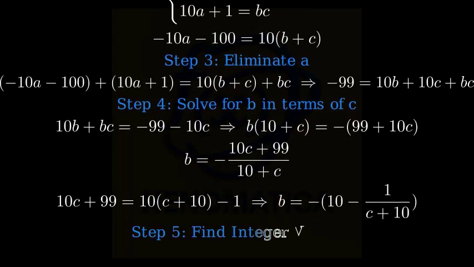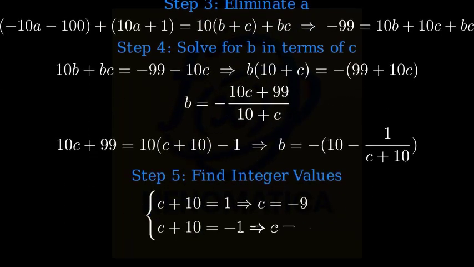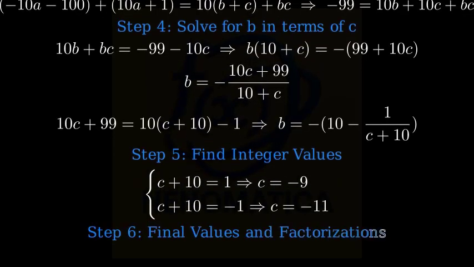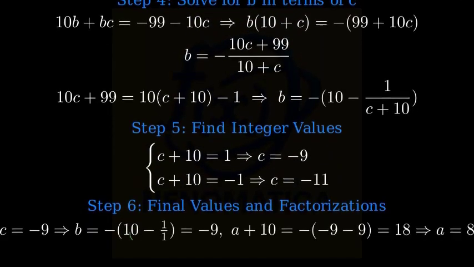Step 5. Find integer values for b and c. For b to be an integer, 1 over c plus 10 must be an integer. That means c plus 10 must divide 1. So c plus 10 equals 1 or negative 1. This gives c equals negative 9, or c equals negative 11. Step 6. Compute a using a plus 10 equals the negative of b plus c.